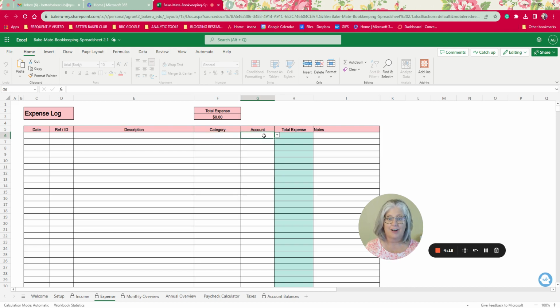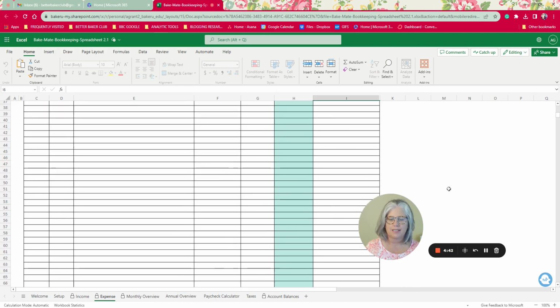The next column is the account, and this is how did you pay for that transaction. So here's where you're going to see the drop down of all of the different accounts that you used during the day 1 setup. And then finally, you're going to enter the total expense, how much you spent on that transaction. And if you need to give yourself any notes here, you can.